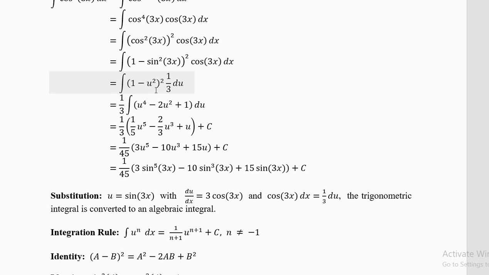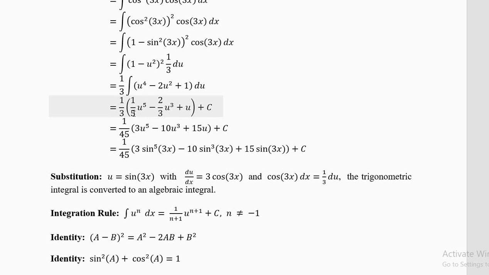Imagine if the power was big, then you'll have more terms after opening the bracket. Now we are basically using the binomial expansion here. This is 1 over 5. Now you integrate it. You'll get 1 over 5 u power 5 minus 2 over 3 u cube plus u plus c. Now you can take 15 common: inside the bracket, 3 is outside. You'll get 45. Inside the bracket you'll get 3 u power 5 minus 10 u cube plus 15 u plus c.